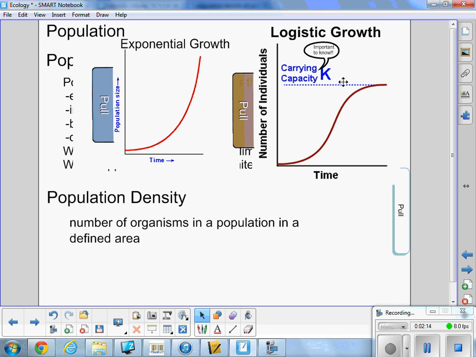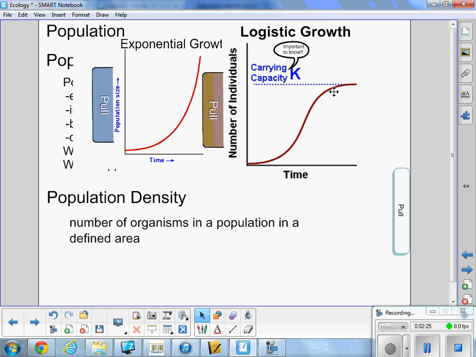It could be food. It could be mates. It could be a number of things that cause a population to reach carrying capacity, and they will have logistic growth, meaning that the population size will stay around this carrying capacity. You may see some slight increases and some decreases, but overall will average at this carrying capacity.